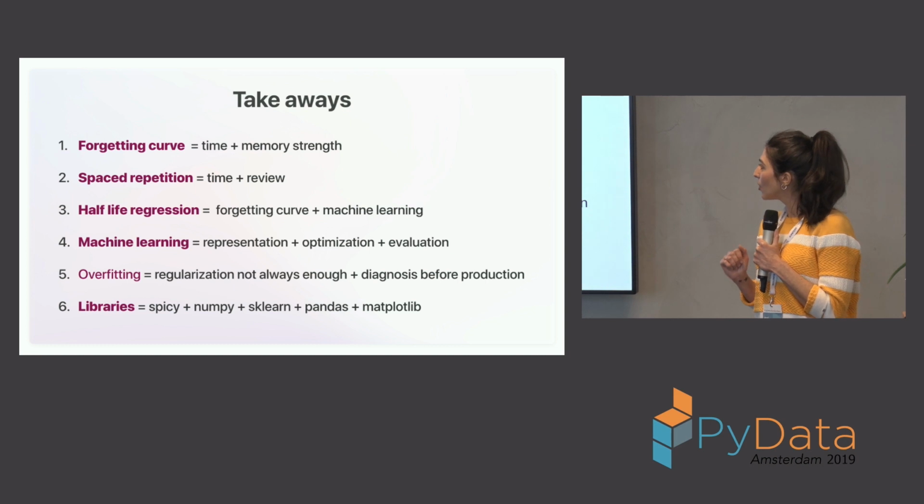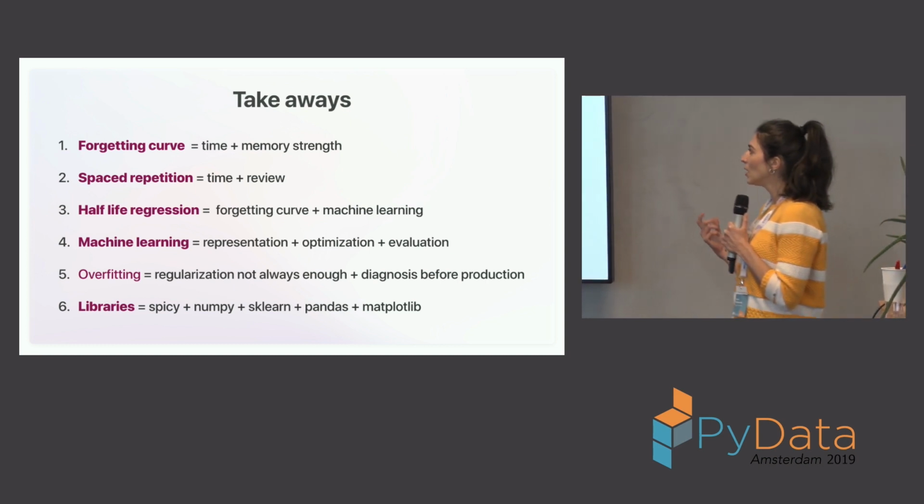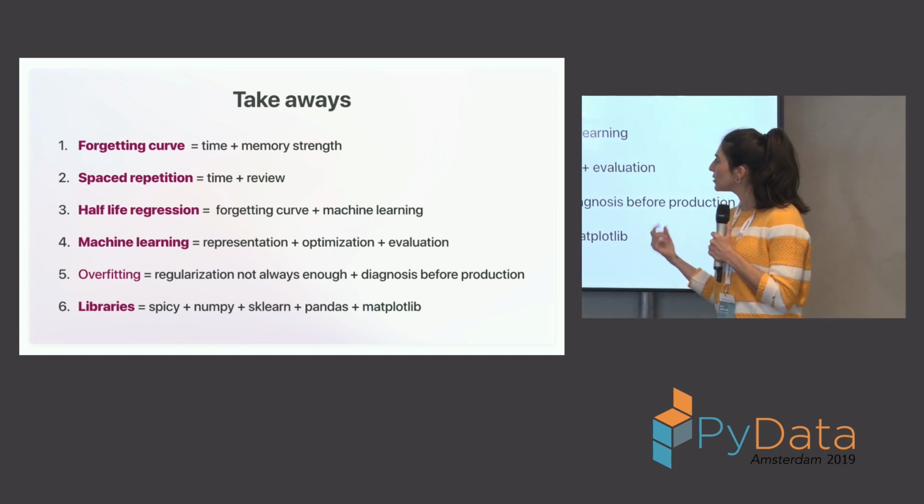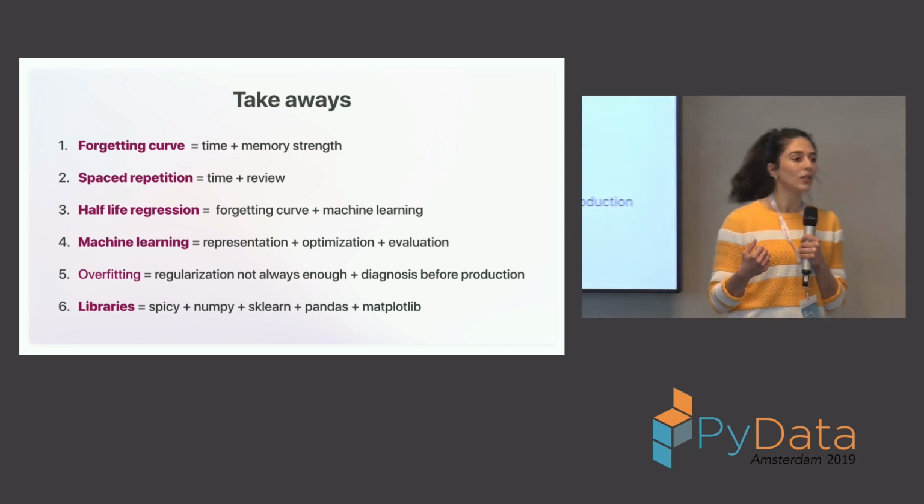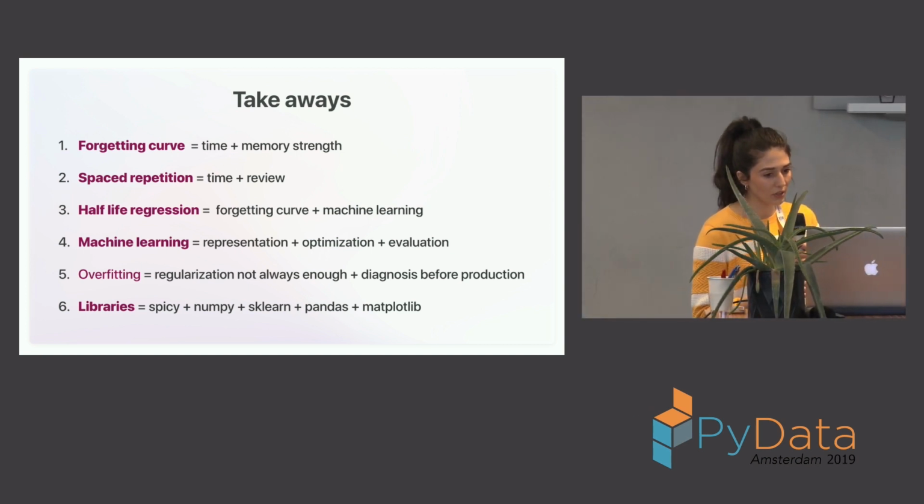The fifth is overfitting, which most of the time we use regularization to overcome, but we should always diagnose before production.